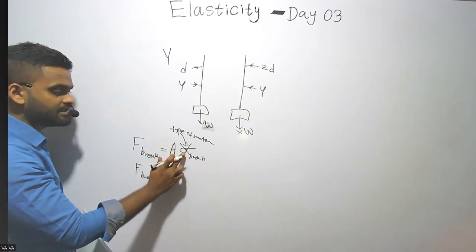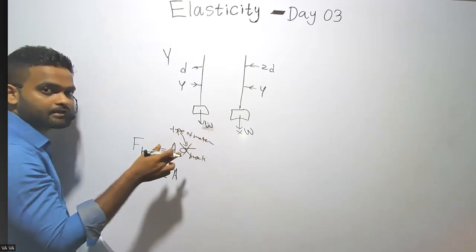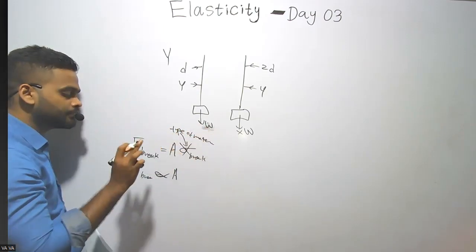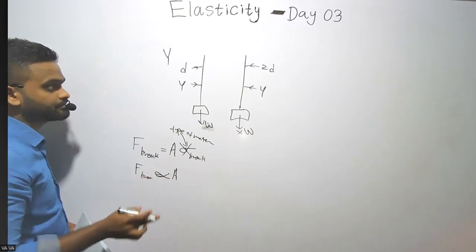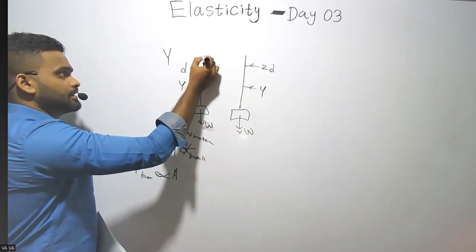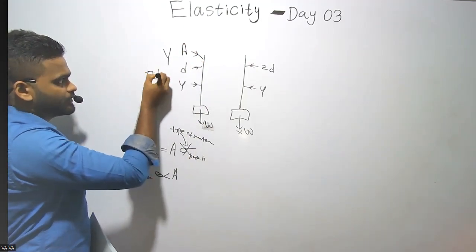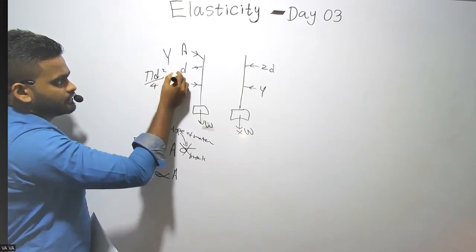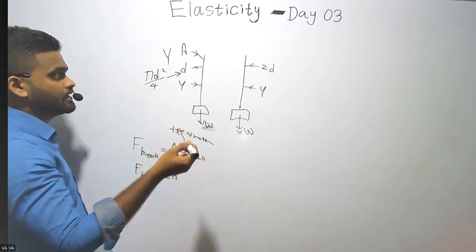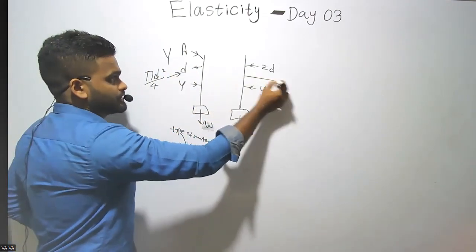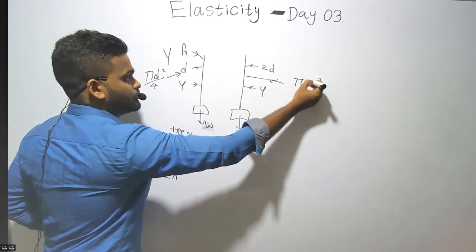If you remember, this sigma break is only dependent on the type of material. I gave you that in the notes. So F is proportional to A. Let's say the cross section of this wire is A. So A means πd squared over 4. If you find the cross section of this, that is πd squared over 4. Then the cross section here is π(2d) squared over 4.